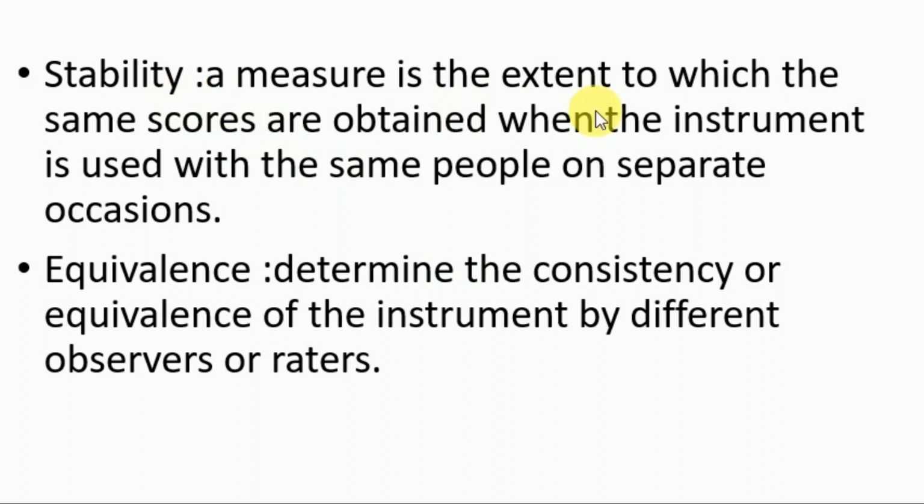Stability is the extent to which the same scores are obtained when the instrument is used with the same people on separate occasions. Next is equivalence. The consistency or equivalence of the instrument is determined by different observers or raters.